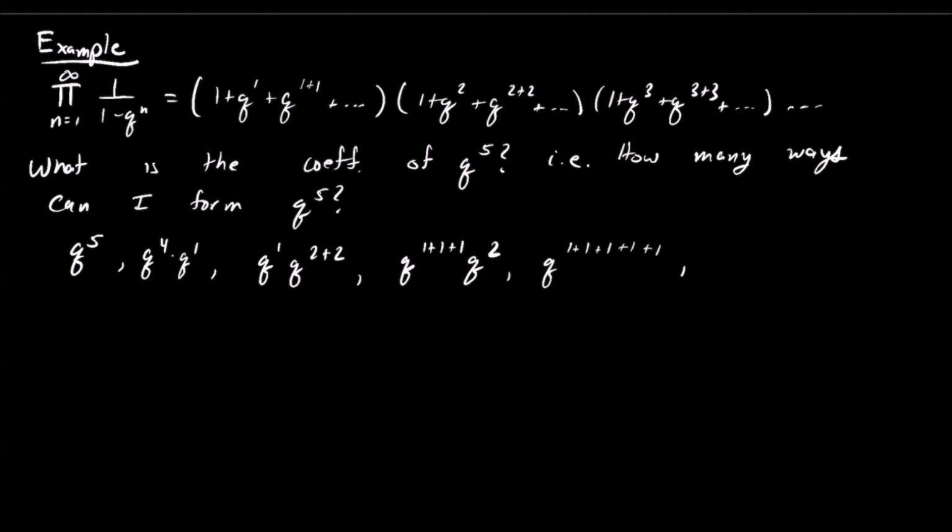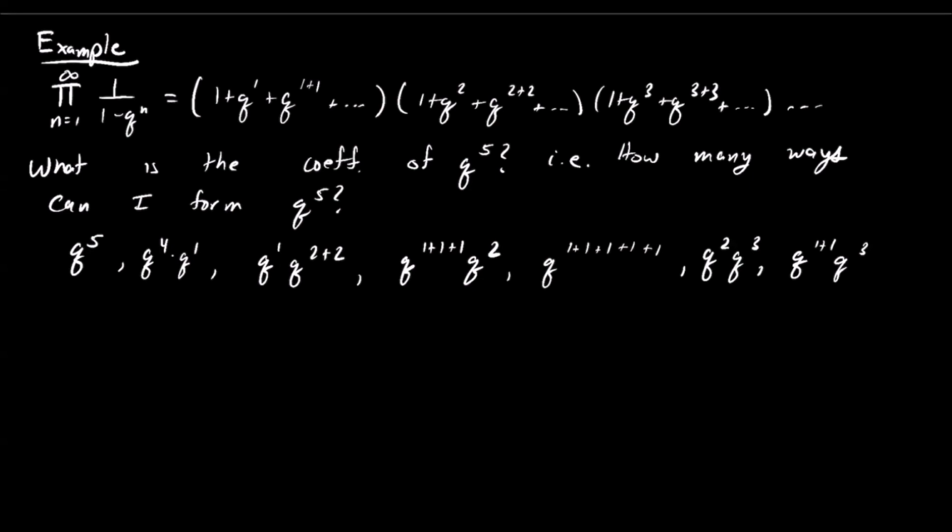I can do 1 times q squared times q cubed, times 1 times 1 times 1, so on and so forth. Or I can do q to the 1 plus 1, q cubed, and the other products are all just 1. So I do q to the 1 plus 1 times q cubed times 1 times 1 times 1 times 1. And the one thing I notice is that these are the only ways I can form q to the 5th, using the exponents that are written down there.